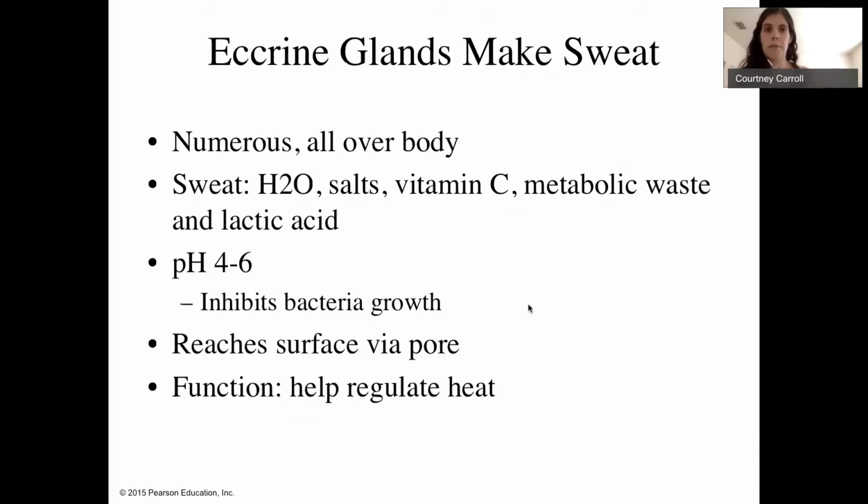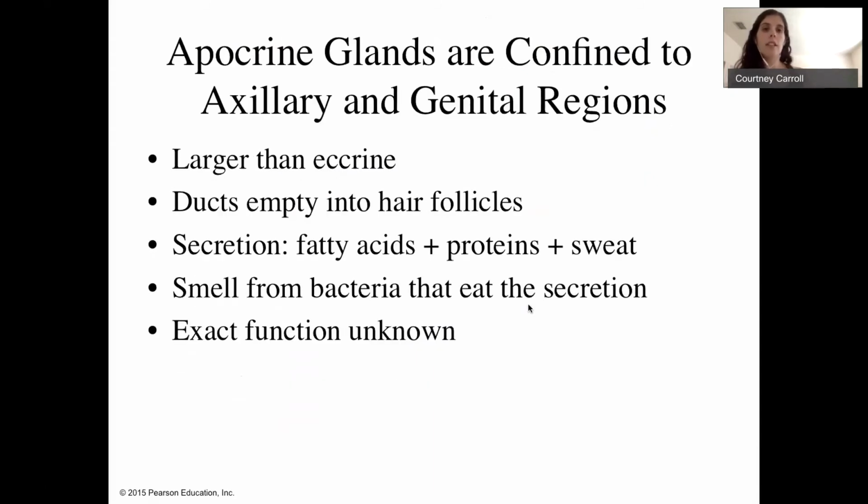Apocrine glands are similar, and they're also a type of sweat gland, but they're confined to our axillary and our genital region, axillary meaning armpit. They're larger than eccrine glands, and they have a special type of secretion. Their ducts also empty into hair follicles, but what they're emptying is a secretion of sweat plus fatty acids and proteins. And this is our smelly special sweat. That smell comes not from the fatty acids and proteins themselves, but from the bacteria that eat the secretions and metabolize them.